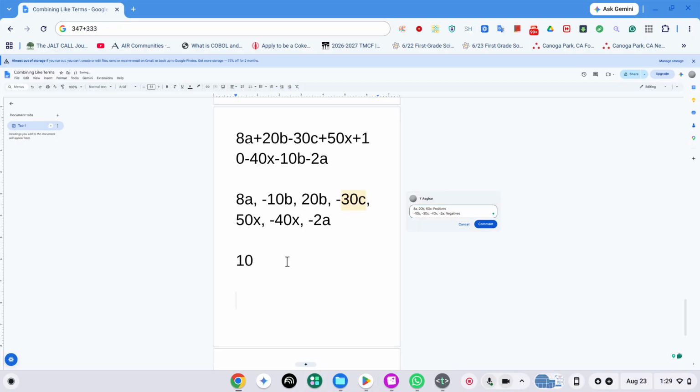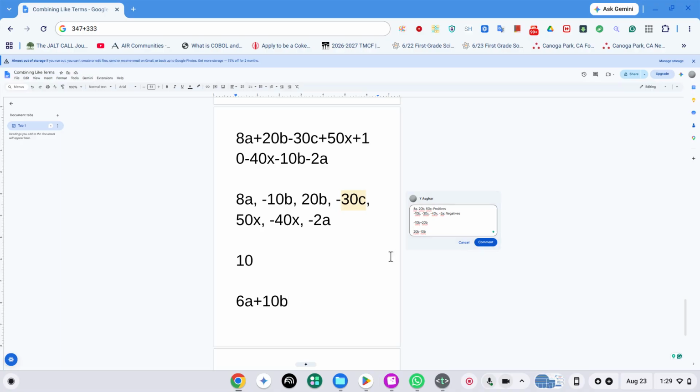We have a's, 8a minus 2a, 8 minus 2 we know is 6a. So our b's, minus 10b plus 20b. When we write this down, we can use our commutative property. Switch the two values around, we get 20b minus 10b. 20 minus 10 we know is 10. So 6a plus 10b. Again, switch sides around. So b's.